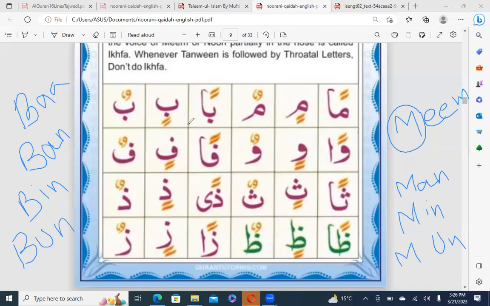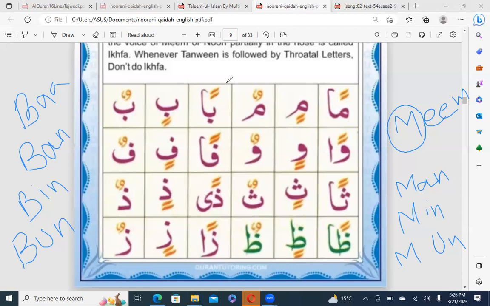And if one letter from the throat letters comes, then we will read it clearly: ban, bin, bun. Okay. So waw two fatha wan, waw two kasra win, waw two zamma wun. Wan, win, wun.